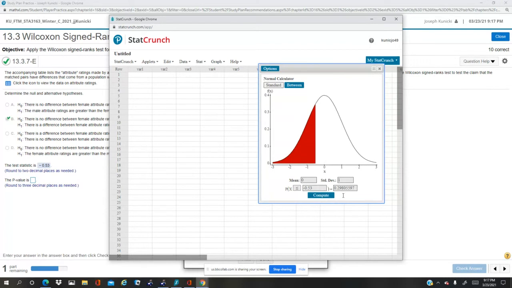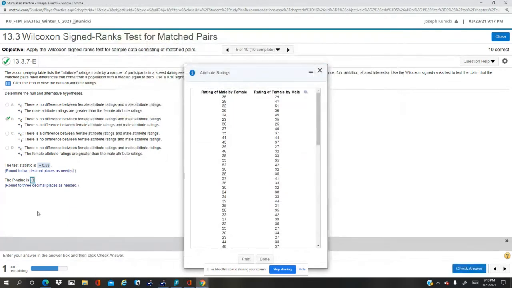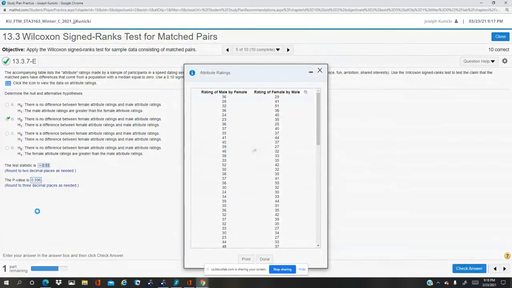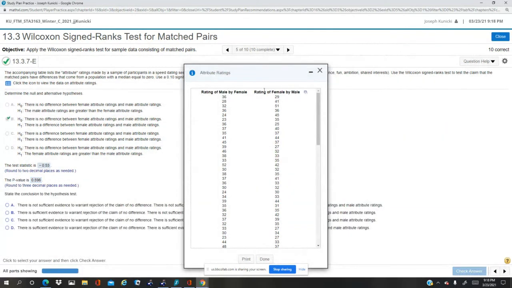So it's a two-tailed test, so if I double that, 0.29805597, I'll just put it in the calculator. That's the easiest way. So 2 times 0.298, to 3 decimal places, is 0.596. Okay, so that's the right p-value.